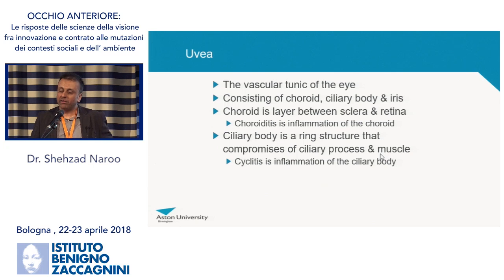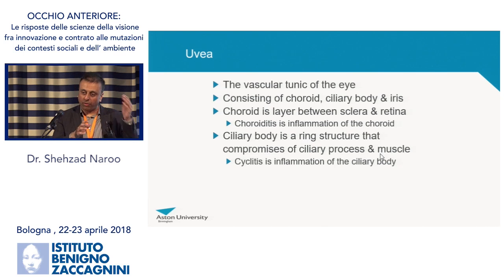Okay, let's move away from the cornea into the uvea. The uvea is the vascular tunic of the eye, from the front to the back. From the back it's the choroid, then in the middle it's the ciliary body, and then at the front it's the iris. So in terms of anterior eye problems, we're only going to talk about the iris today.